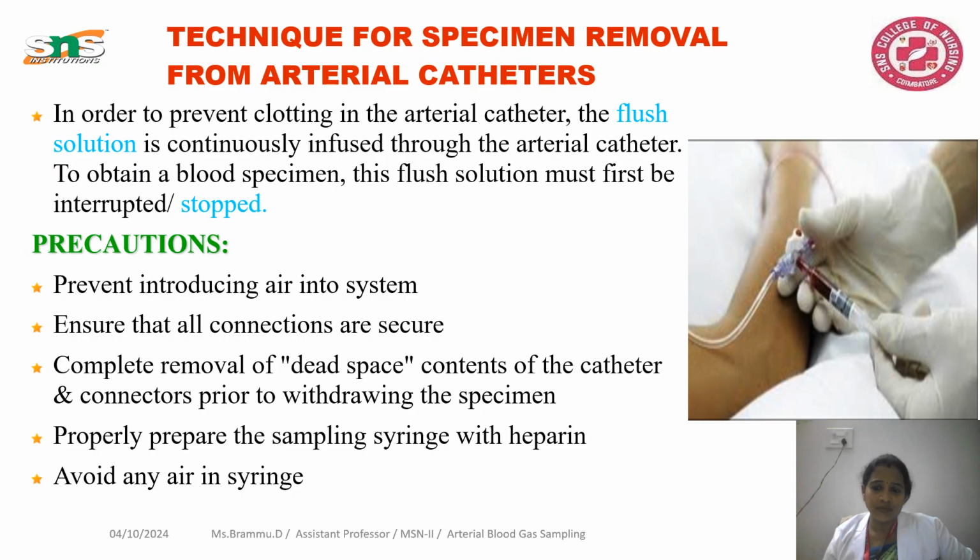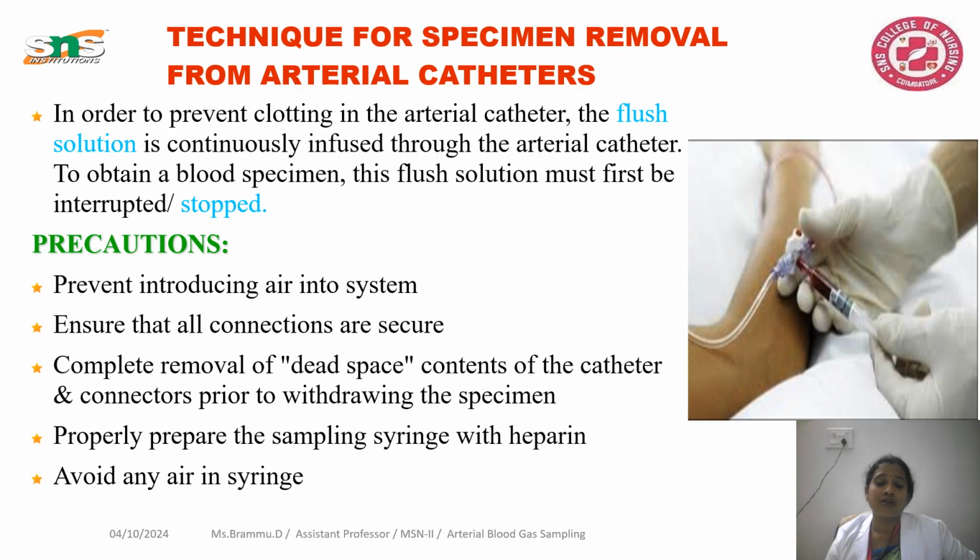So already the patient is on arterial cannula. How do we take the sample? Here as a nurse we have to keep in mind the precautions, because here we are going to deal directly with the arterial line. It should be very strict aseptic technique to prevent transmission of infection, and see that there is no air bubble getting into the system whenever we draw the sample.